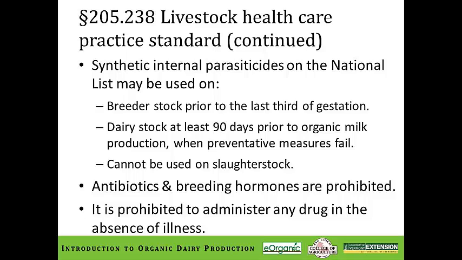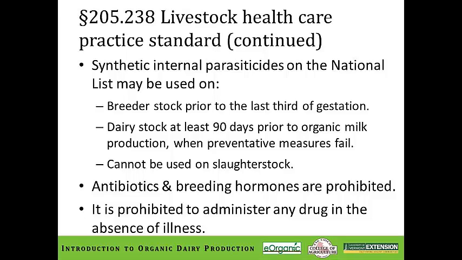Livestock healthcare practice standard allows synthetic internal parasiticides, which are on the national list, to be used, but only in specific situations. It can be used on breeder stock prior to the last third of gestation, can be used in dairy stock, but then there is a 90-day milk withholding, and it can only be used when preventative measures have failed. It cannot ever be used on slaughter stock, so this is another place in the organic standards where there's a difference between the organic standards for meat and for dairy.